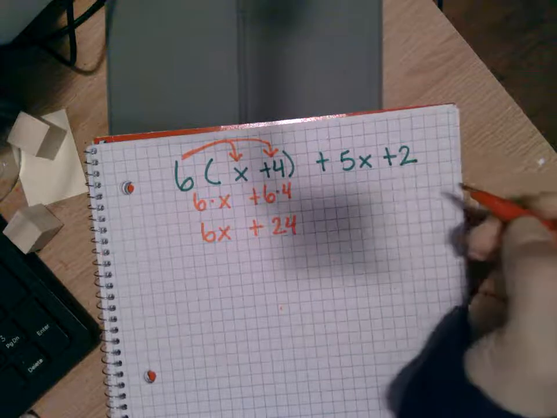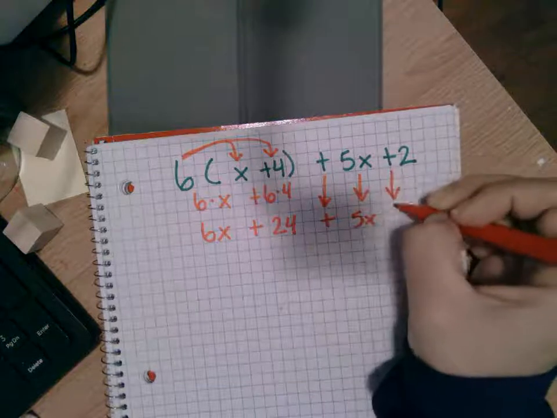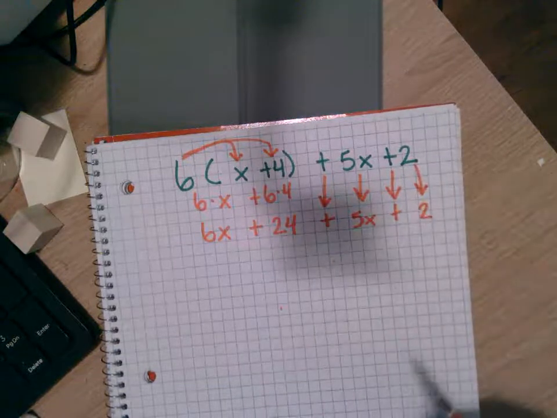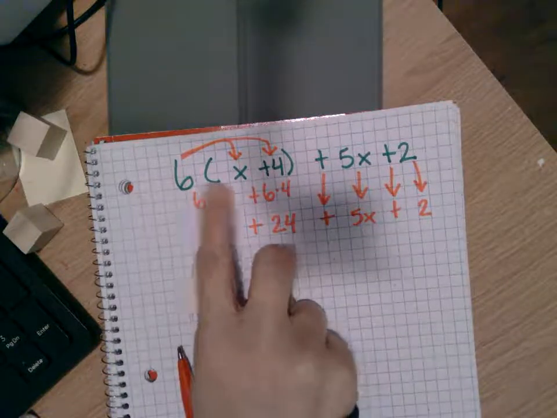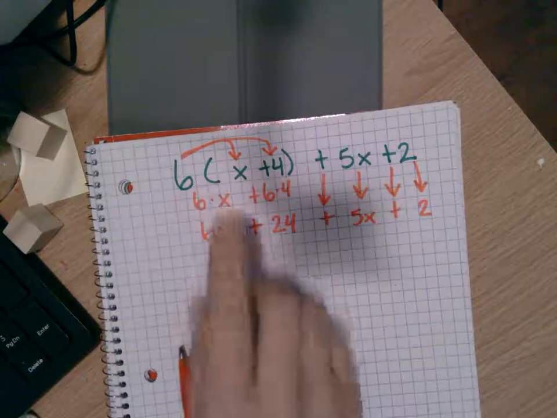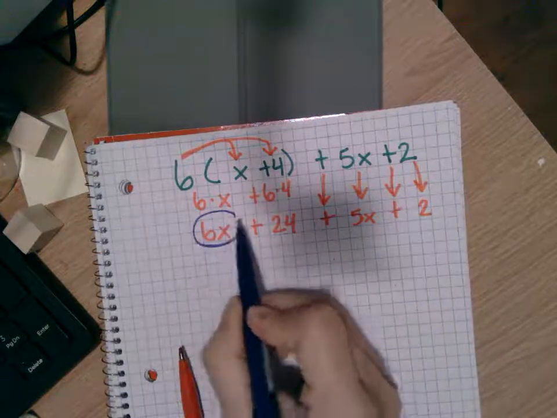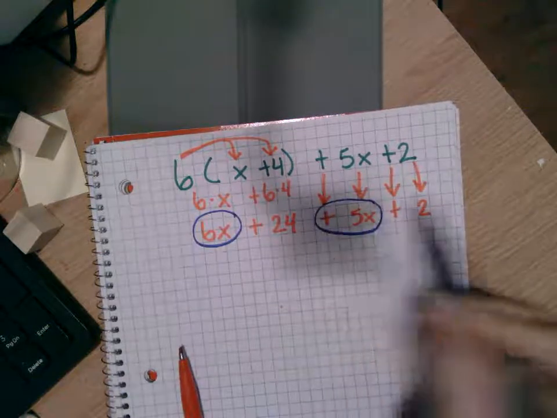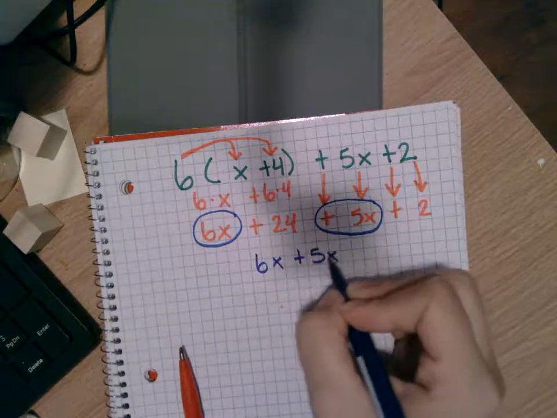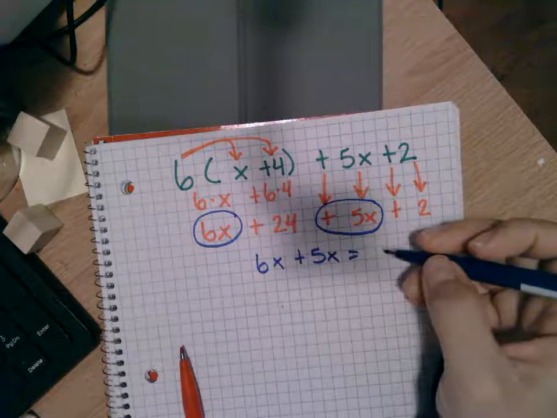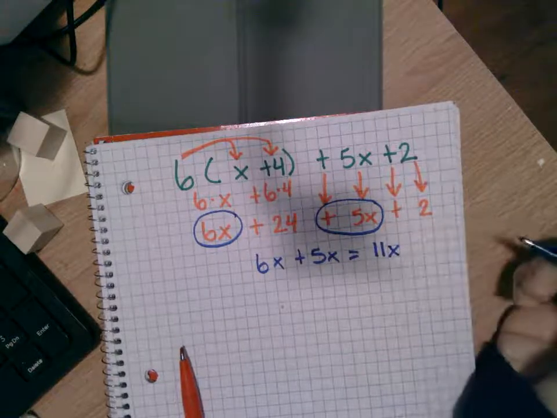Now I bring down everything I haven't used. I haven't used the plus, the 5x, the plus, and the 2. All right, so the first step when you have this parentheses situation here is to get rid of it by using the distributive property. Now I am going to circle my x's. Here, circle the operation that's in front of it. Then I'm done circling. I'm going to write it again. 6x plus 5x equals, what's 6 x-rays plus 5 x-rays? 11 x-rays. Good.